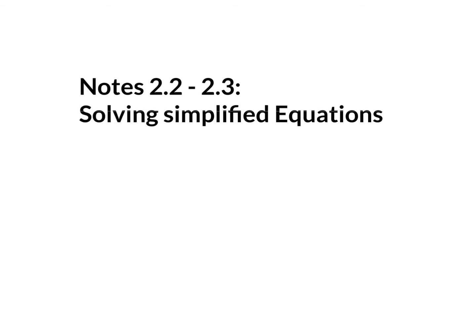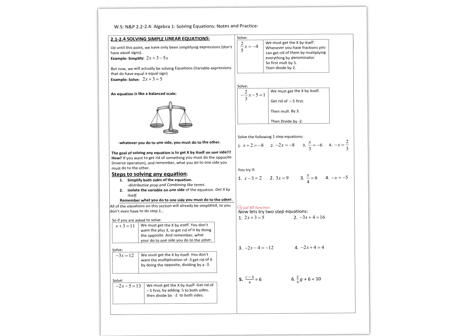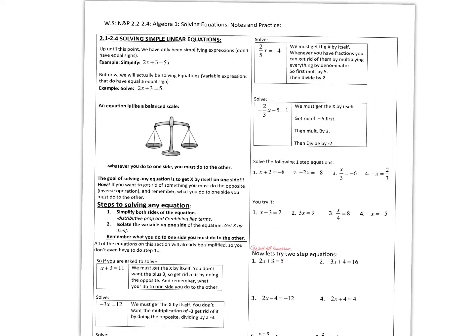So last week we simplified, and what does simplify mean? It means distributed property and combining like terms, right? Pretty much, distributed property and combining like terms. Today we're finally going to start Unit 2, which is solving equations, and we're specifically starting with solving simplified equations. You don't have to do any distributed property or combining like terms on these. Let's jump right into our page of notes that you just got.